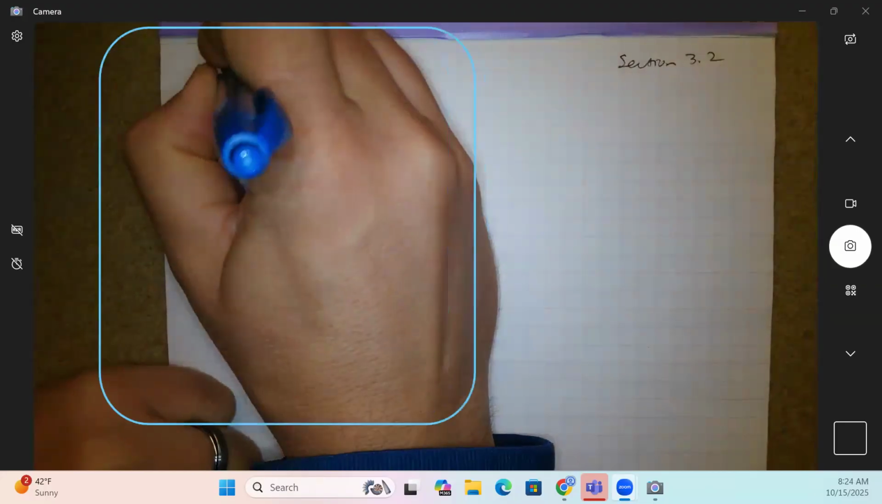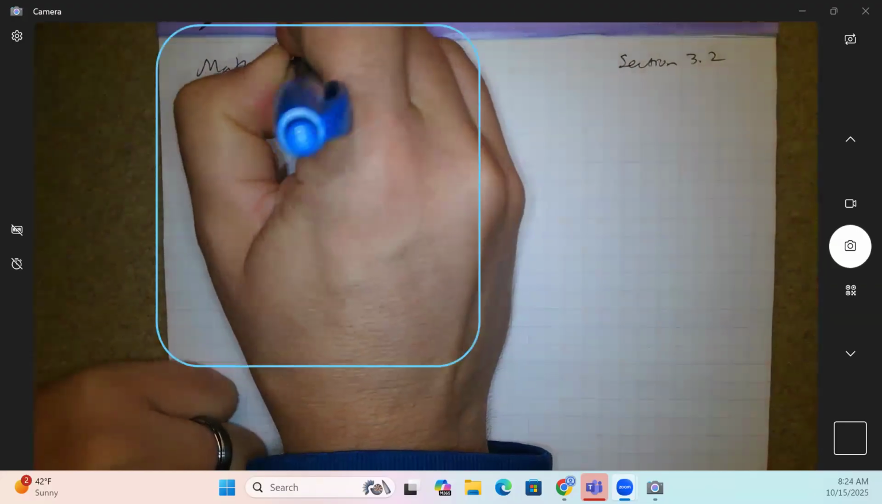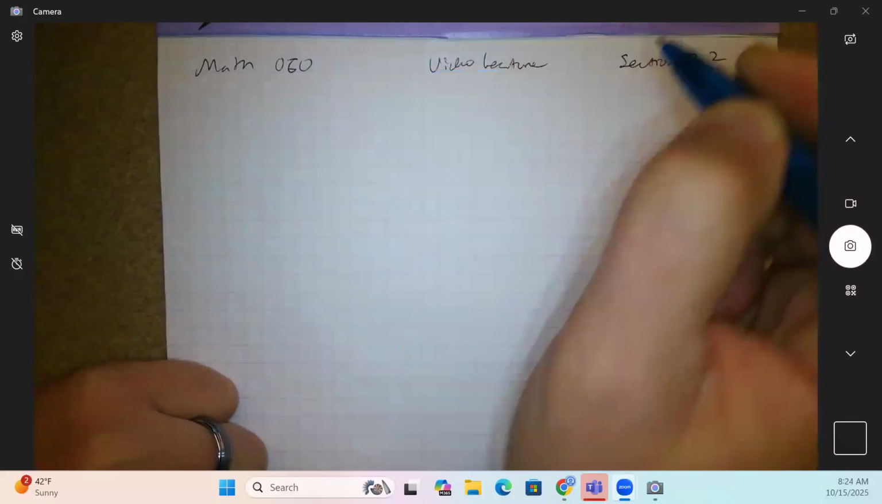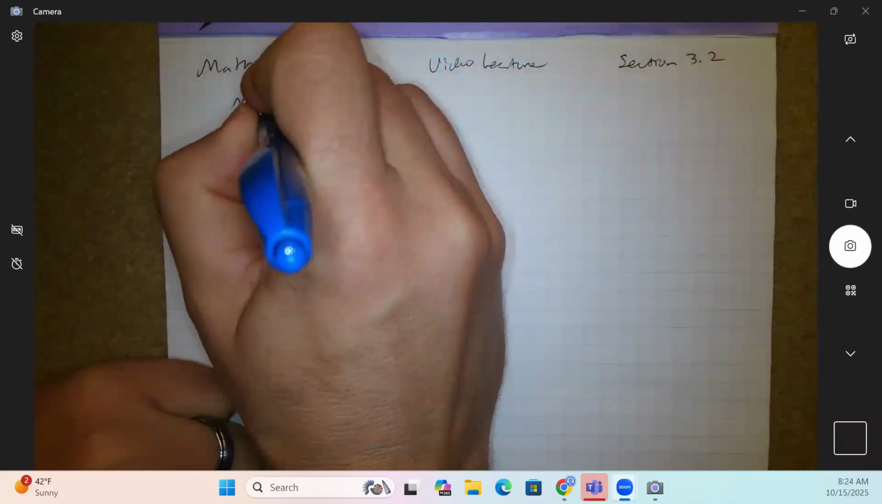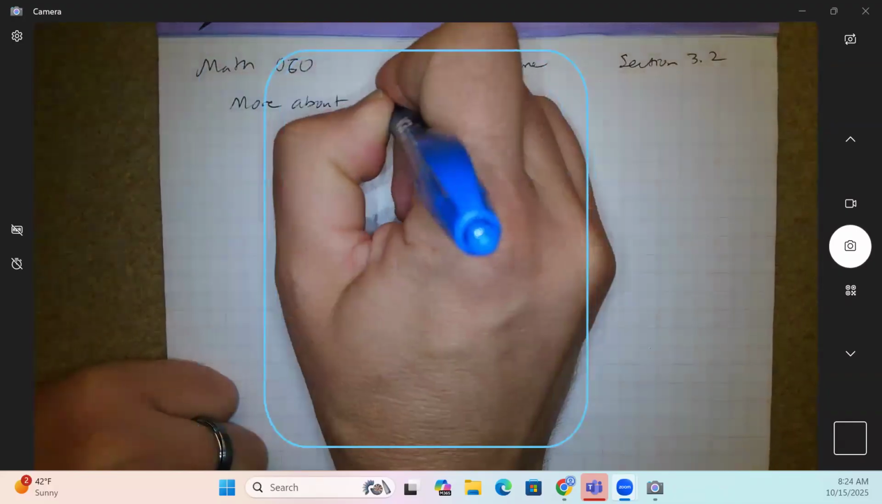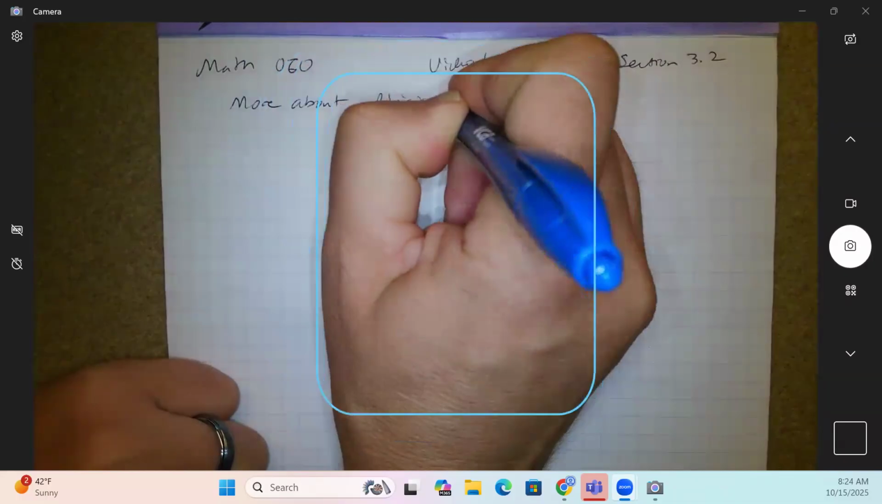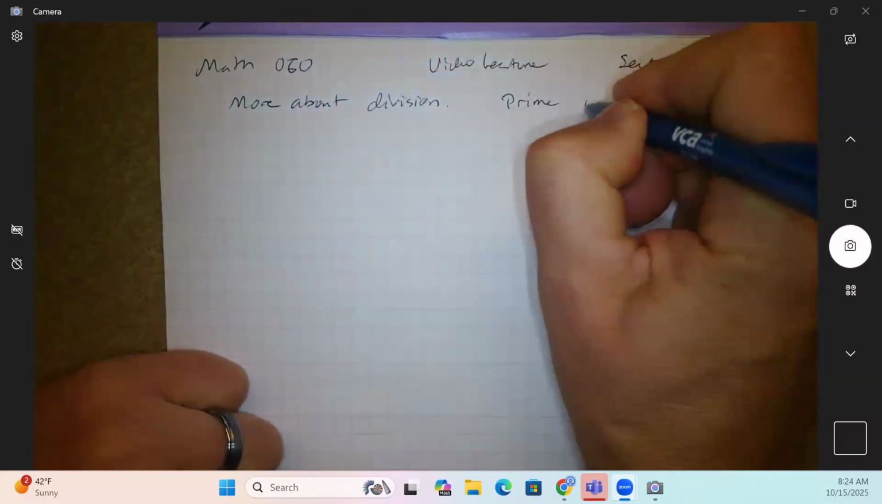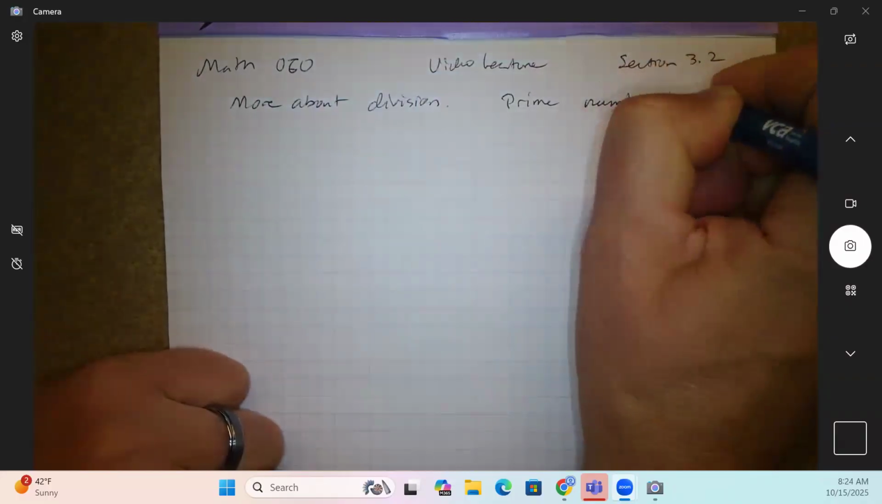So this is section 3.2. More about division. But really, this whole section is about prime number theory.